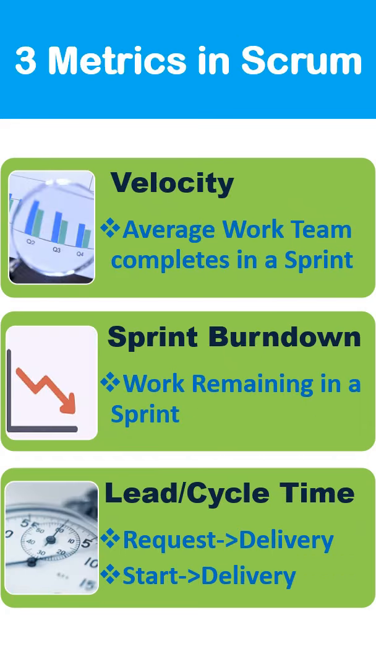Last combination of threes are the three metrics in Scrum that can be useful. Velocity, that means average work team completes in a sprint. Burndown, work which is remaining in a sprint. Lead or cycle time, that means, from a request is made till the time it's delivered, when the work is started till the time it is delivered.